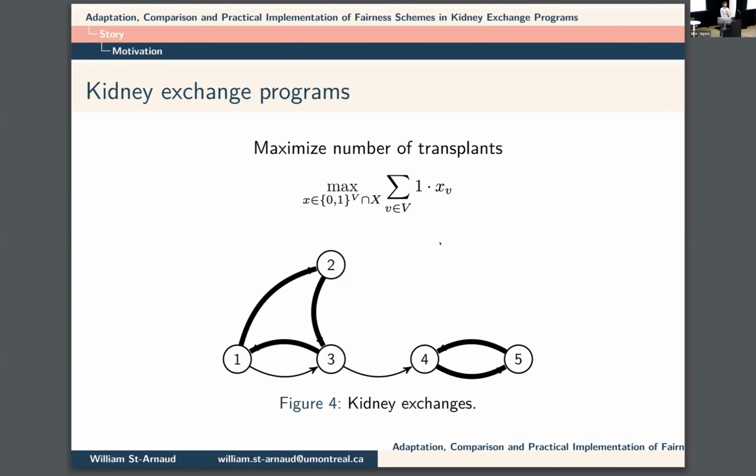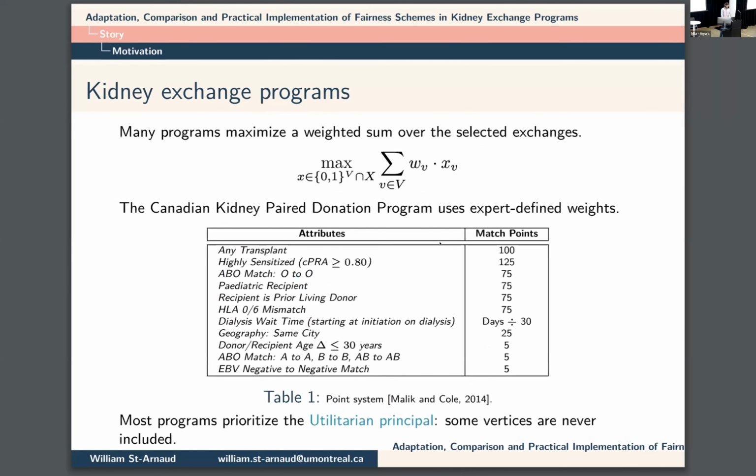So we usually represent the kidney exchange graph as a graph like this. And here in this particular example, we select 2 cycles. One of the cycles is of length 3 and the other of length 2. The typical goal of a kidney exchange program is to maximize the total number of transplants. So here we would get 5 transplants in this particular example. Also, we might want to maximize a weighted sum over the selected exchanges.